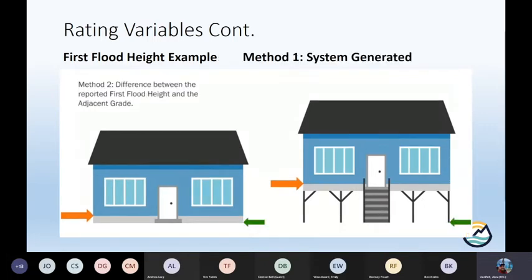With the system generated method, they're going to use LiDAR or some other data source and compare ground elevation to your estimated first floor height. So they're going to compare adjacent grade to your first floor elevation.